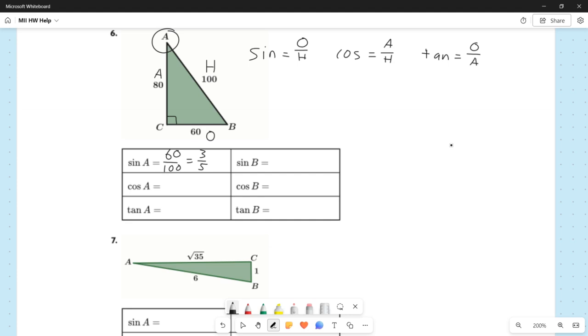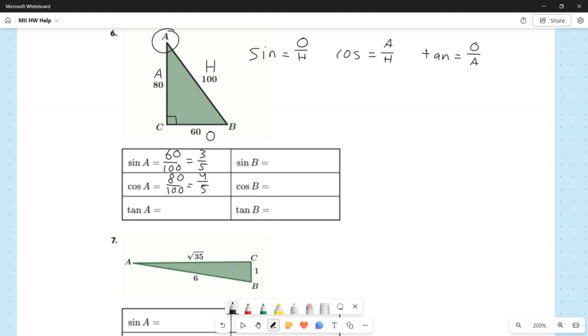Now for cosine, the definition for cosine is adjacent over hypotenuse. We already identified 80 as being our adjacent value for angle A. The hypotenuse is still 100. That doesn't change. And once again, my GCF between 80 and 100 is also 20. So if we divide out a 20 from 80, we get 4. And if we divide out a 20 from 100, we get 5.